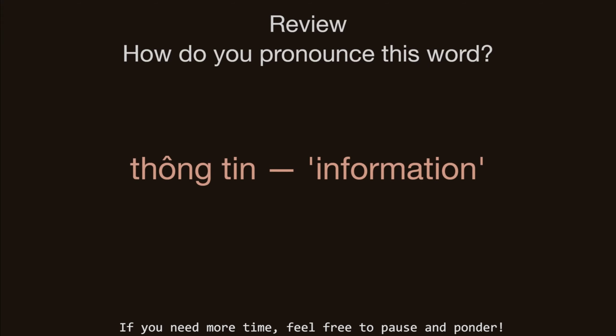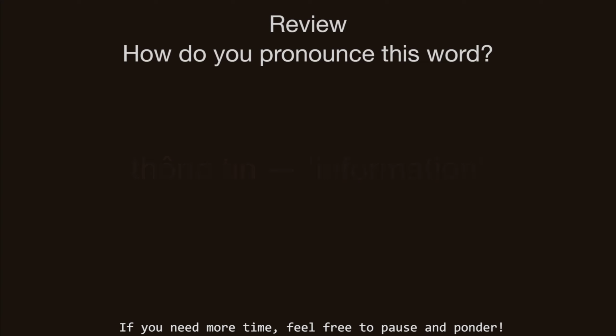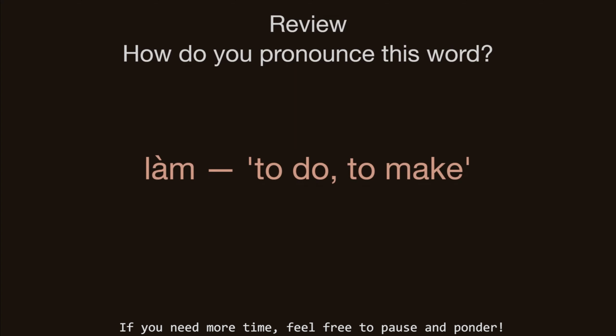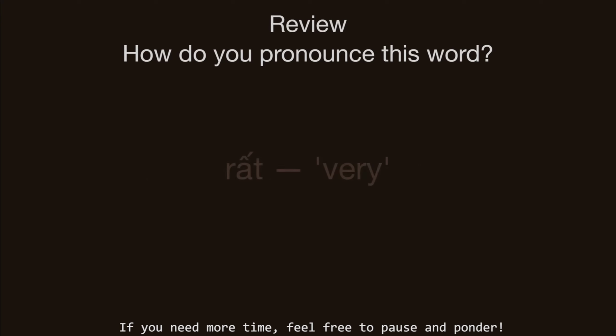This word means information. It's pronounced thông tin. Remember that TH is aspirated, while T on its own is unaspirated. This word means peaceful or undisturbed. It's pronounced yên. Remember that the letter Y is strictly a vowel in Vietnamese. This word means to do or to make. It's pronounced làm. This word means very. In the north, it's pronounced "zat," while in the south, it's pronounced "rat."